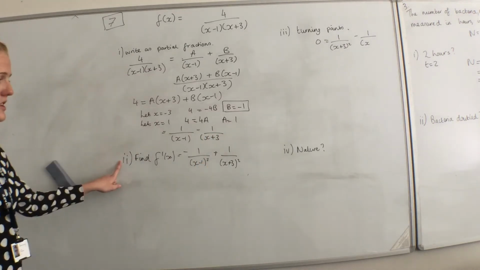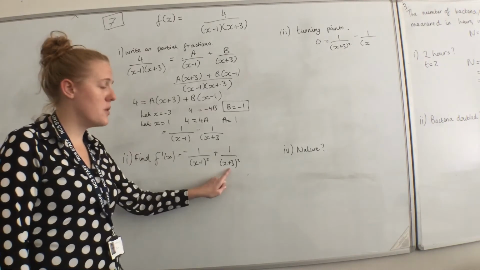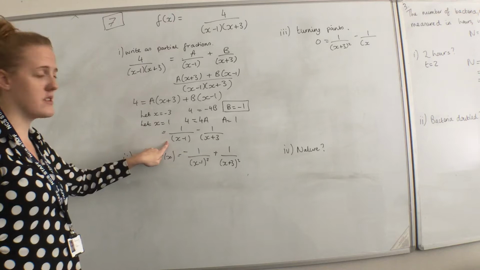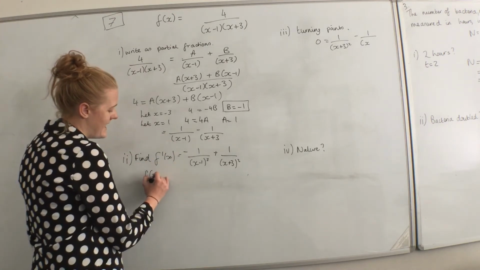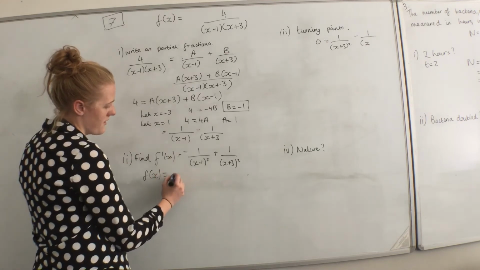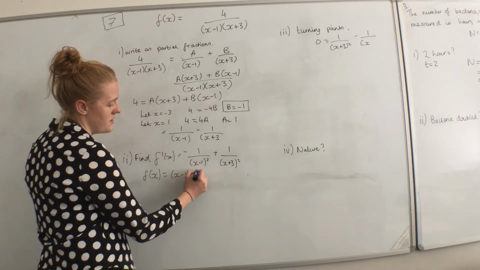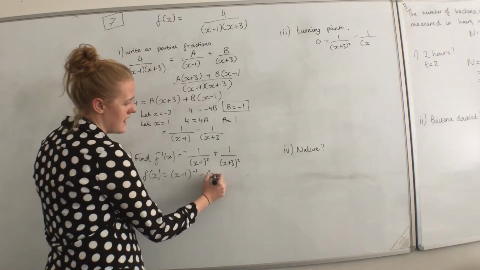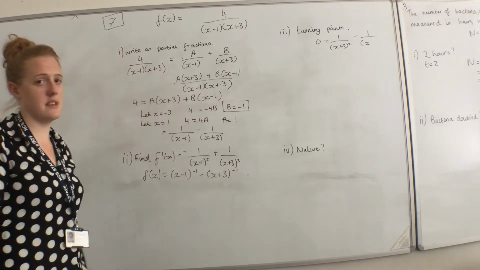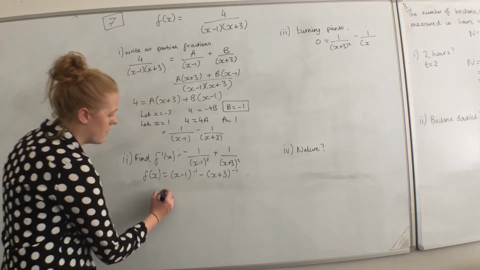The next part of the question asked me to differentiate it and show that it equaled this. So what I'm going to do is take my partial fractions from the previous question and just write them in a little bit of a better differentiable form. Okay? So what I've got is x minus 1 to the minus 1, take away x plus 3 also to the power of minus 1 as it's in the fraction. Okay. Now I'm going to differentiate this.